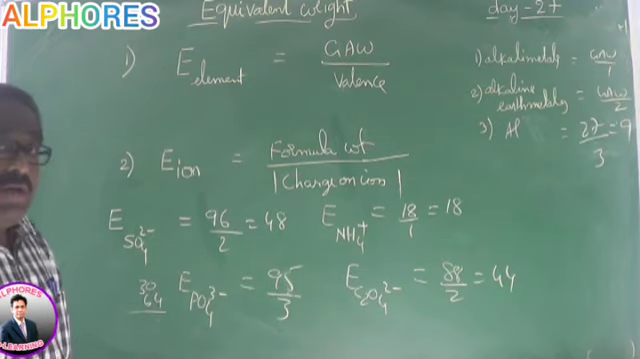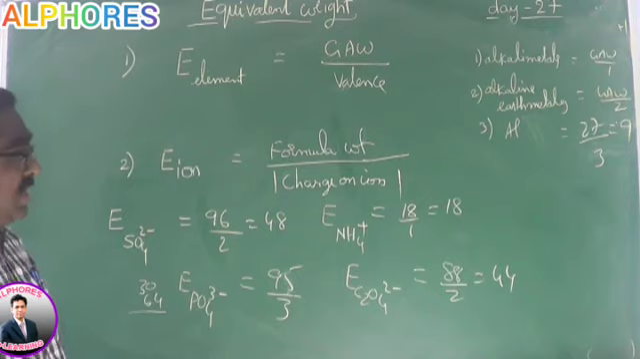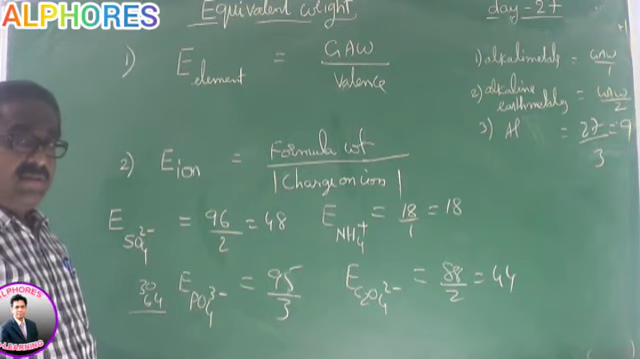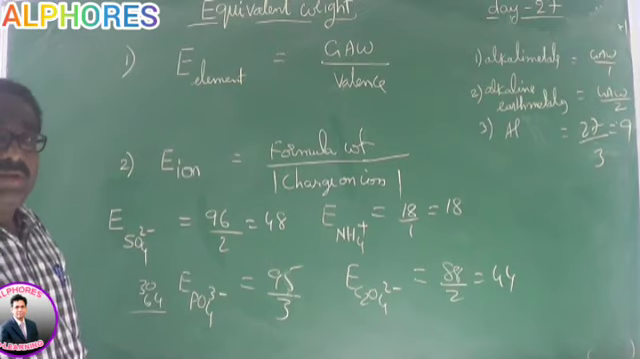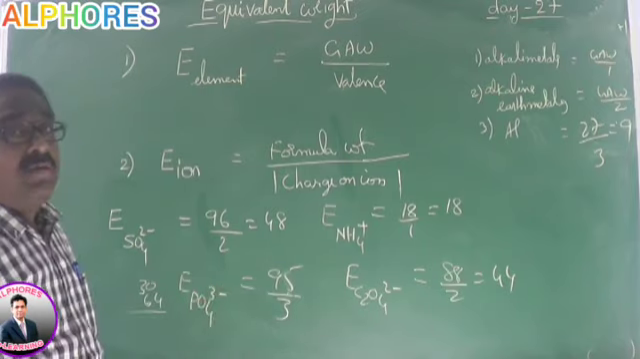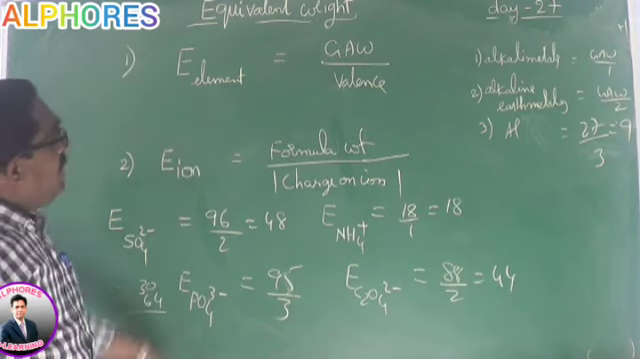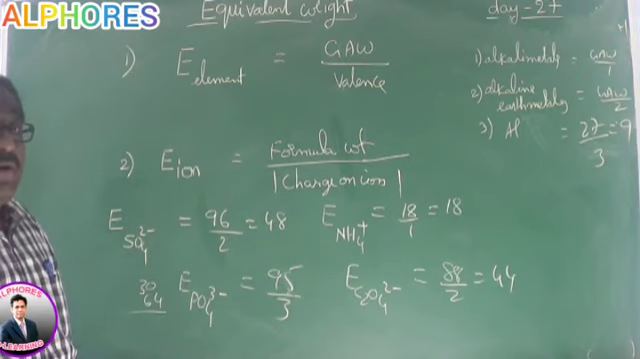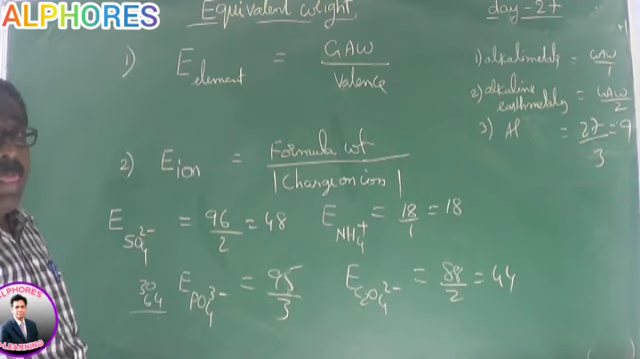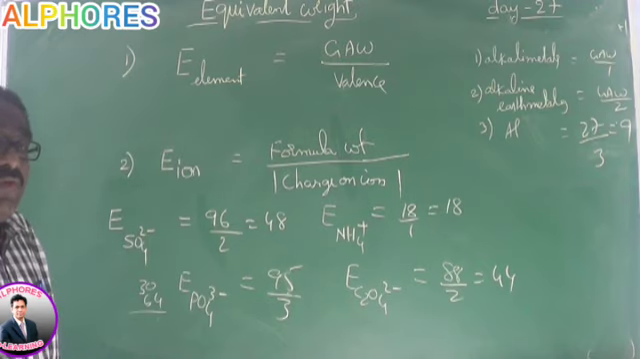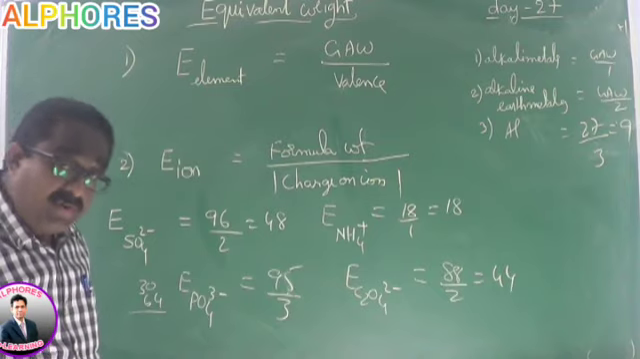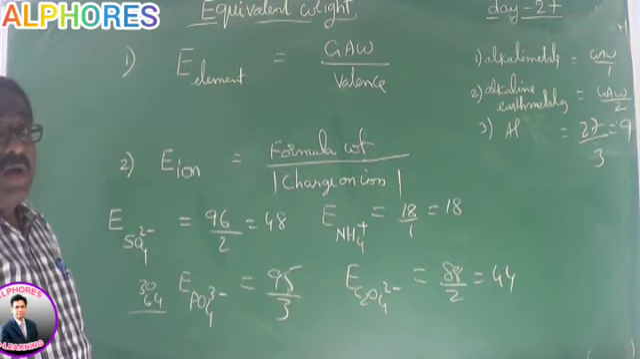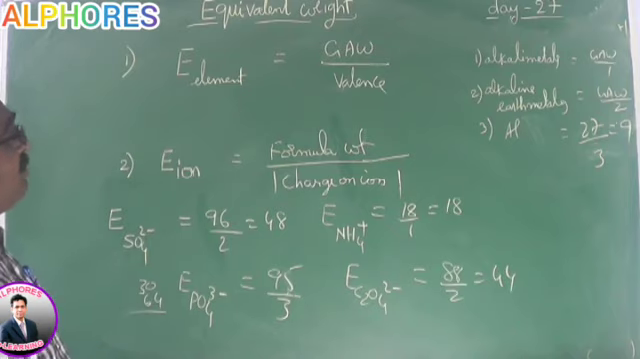I will continue the equivalent masses, especially the formula approach, in the next session also. We will be on the calculation of equivalent weight by the formula approach only. After finishing that formula approach, I will go for the conceptual approach, and after finishing that only we will go for the next area of stoichiometry.